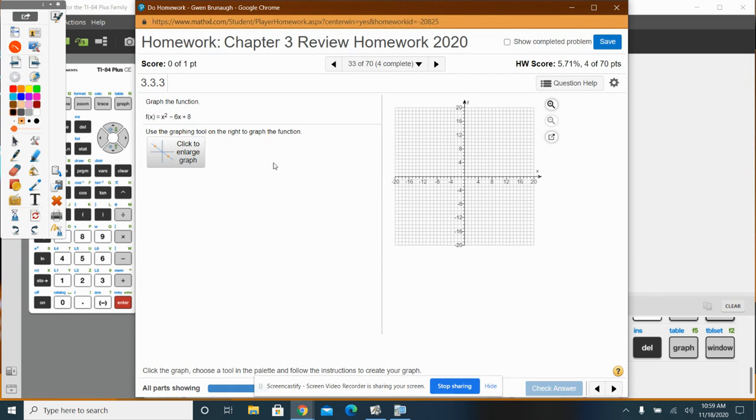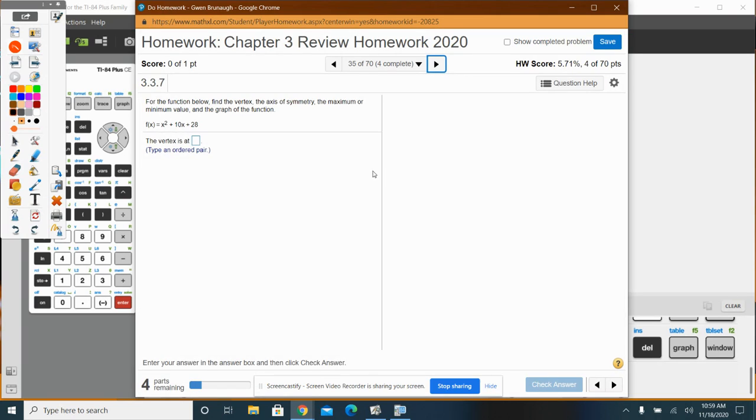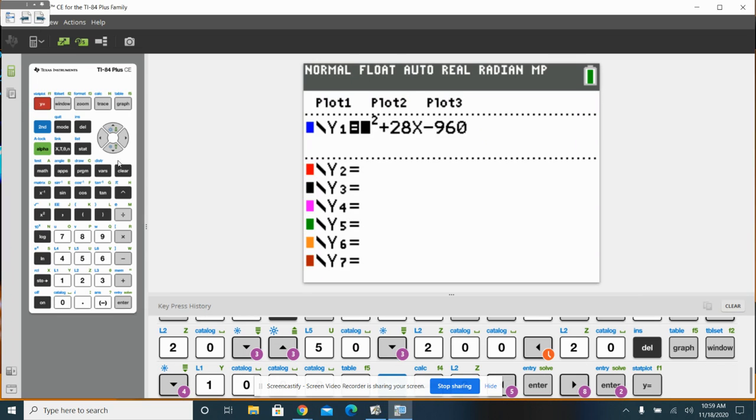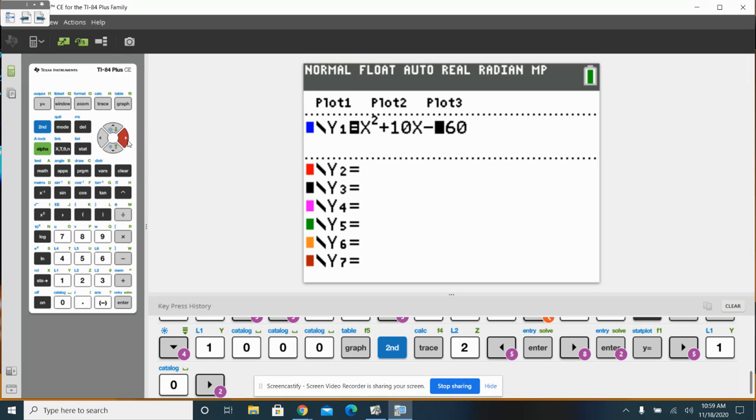This one you're just going to type in your graphing calculator and accurately graph. Another one, use your graphing calculator, get some points and graph it. This one wants all the points. Again, let's go ahead and do this one together. X squared plus 10x plus 28. Y equals x squared plus 10x plus 28. And they want to know what the vertex is.